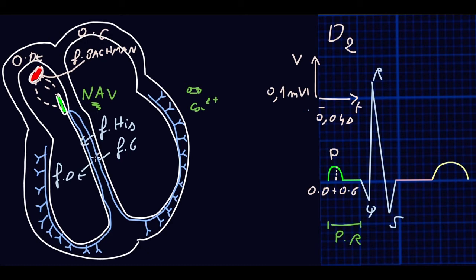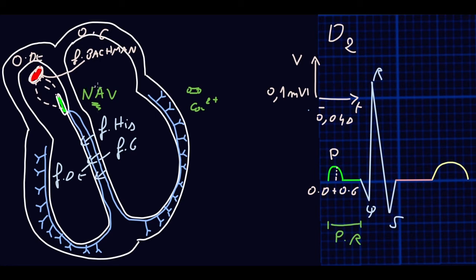First, the Q wave, because of the depolarization of the interventricular septum. Then we will record a high R wave because of the depolarization of the other cells of the cardiac muscle.